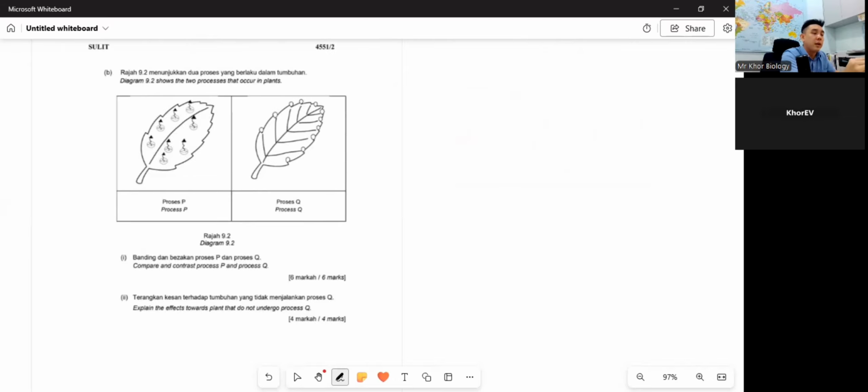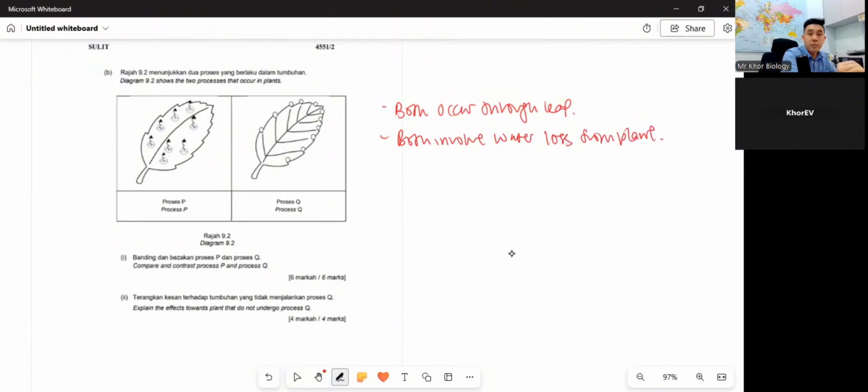Now, next, for B, because P is transpiration and Q is guttation, guys, you have to compare and contrast. First of all, in terms of the similarities, both occur through the leaf. Both involve water loss from the plant. And in terms of differences, P is transpiration, while Q is guttation.